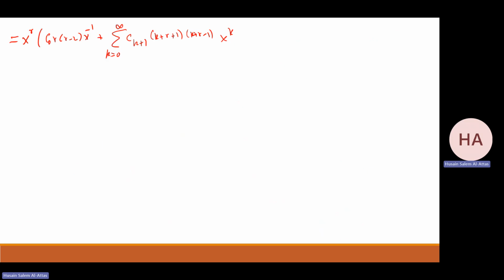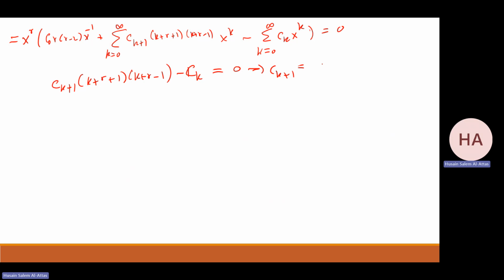And the rest minus summation k equals 0 to infinity c_k x to the power k. That should equal 0. So I have this relation. I can combine them. So I have c_{k+1} times (k+r+1)(k+r-1) minus 1 minus c_k equal to 0. So c_{k+1} will be 1 over this times c_k, where k is greater than or equal to 0.